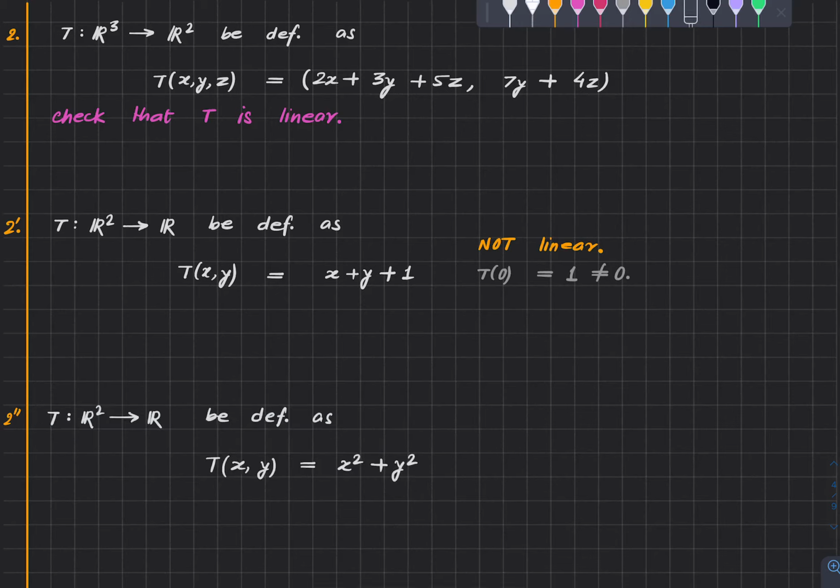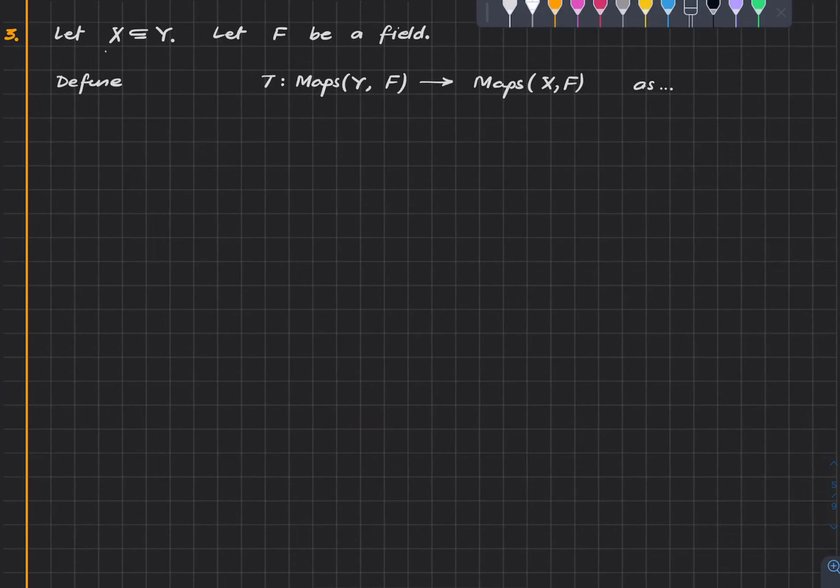Also, consider this example, R2 to R, which takes x comma y to this guy. This takes the 0 vector to the 0 vector, but this is certainly not a linear map, and I leave that as an exercise to you. Not linear. Generally, quadratics will not be linear. So this is not a linear map.